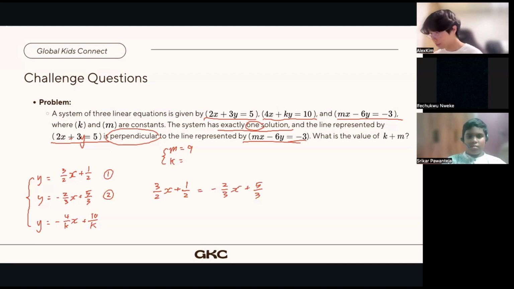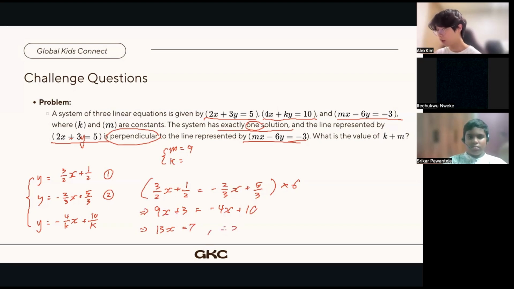In order to simplify, we'll multiply each side by 6 because that's a common multiple. If we do that, we get on the left side 9x plus 3 is equal to negative 4x plus 10. And then we can move terms around so that we get 13x is equal to 7. And so our x value of the intersecting point will be 7 over 13.